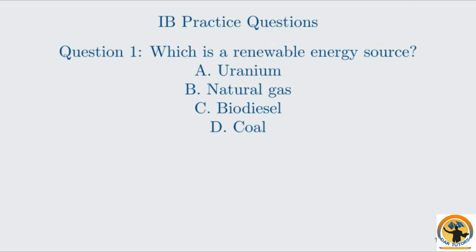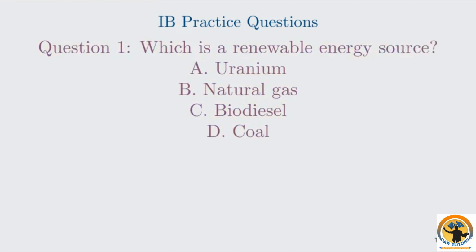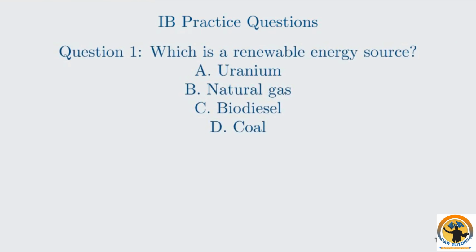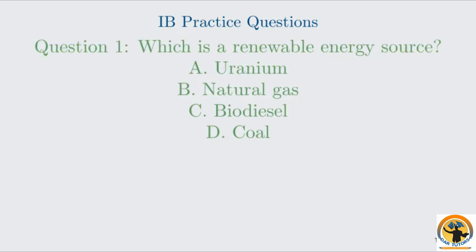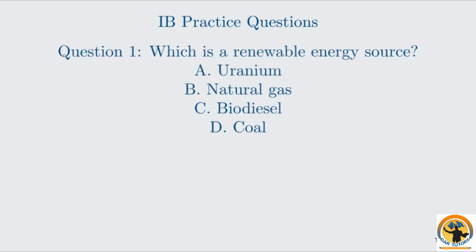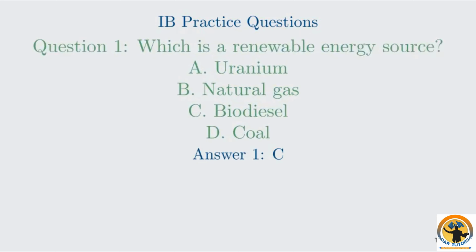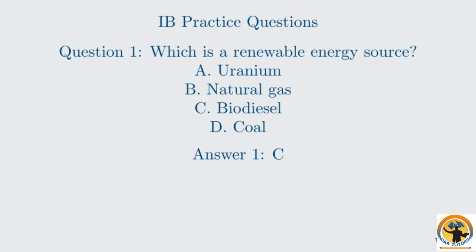Now let's work through some IB-style practice questions to consolidate our understanding. Question 1 asks us to identify a renewable energy source. The question presents 4 options. Uranium. The fuel for nuclear fission is finite, so it's non-renewable. Natural gas is a fossil fuel, also non-renewable. Biodiesel, derived from plants, is renewable. Coal is another fossil fuel, non-renewable. Therefore, the correct answer is C, biodiesel, because it is derived from biomass which can be replenished naturally through plant growth.